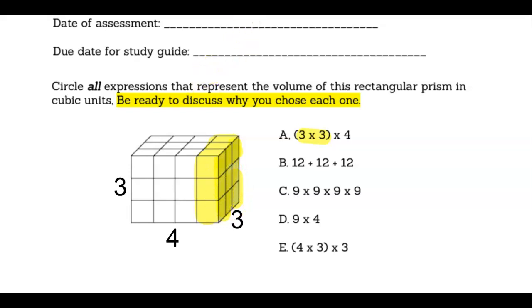Now, how many of those layers are there? 1, 2, 3, 4. There are 4 of those layers. So if we would turn this, this could be the base or the bottom, and it could be 4 layers high. Base times height. Okay? So the point of a question like this is to see if you can see the many different ways that you can look at a rectangular prism, that even if it's rotated, you can still get an answer.